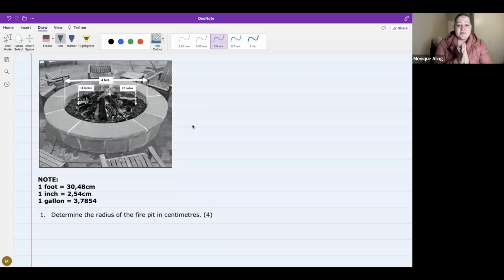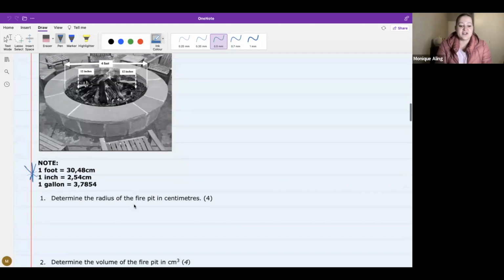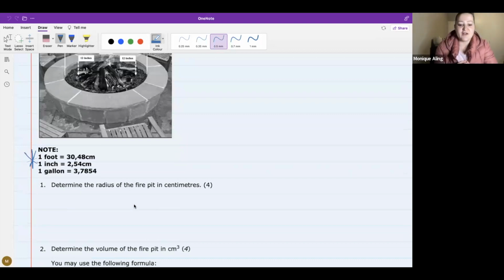So here's our fire pit. We can see they've given us some dimensions and they are in feet and inches. So we know whenever we see that, there's going to be some conversion involved before we even get to answer our questions. But now remember, when we are going from imperial to metric or metric to imperial units, we're always given conversion factors, which have been given to us over here. Okay, so they told us 1 foot is 30,48 centimeters. Tell us what 1 inch is and what 1 gallon is. So the first question asks, determine the radius of the fire pit in centimeters.